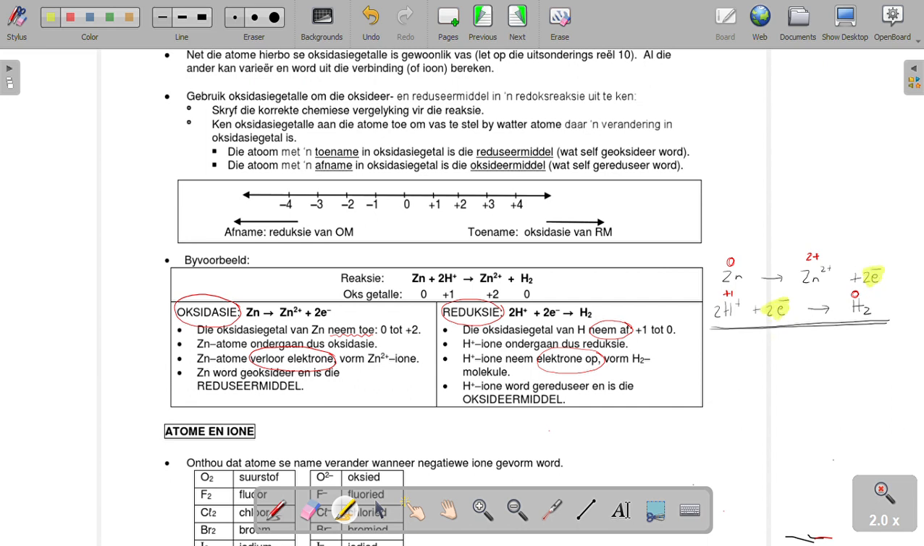I've got 2 electrons there and 2 electrons there. So then those two will cancel out, just like in maths.